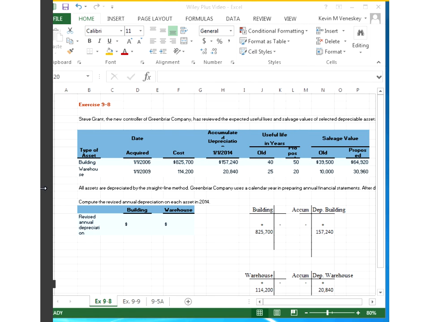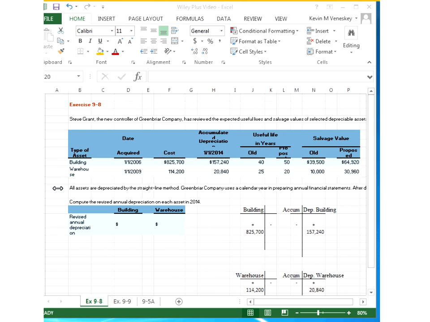In this video, for our Wiley Plus examples, we're going to look at two of them in this one. We're going to look at exercise 9-8 and exercise 9-9. The 9-8 isn't that complicated once you kind of figure out what they're looking for. That's what I found would be the most troublesome for this one for my classes.